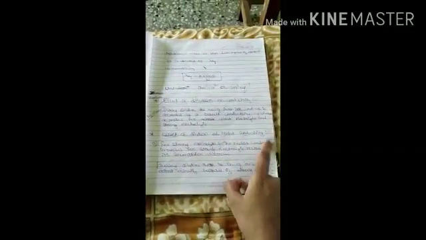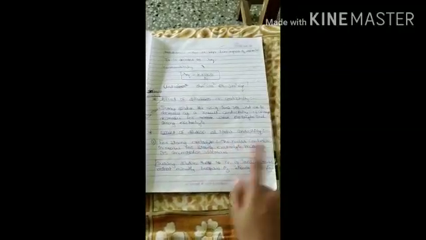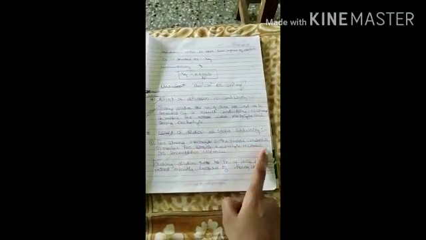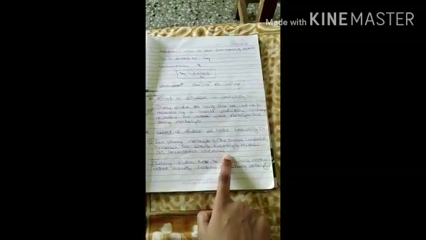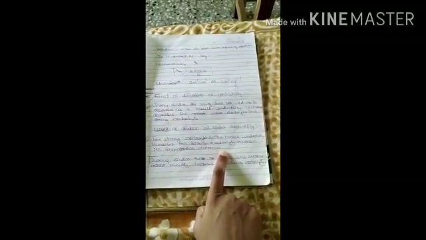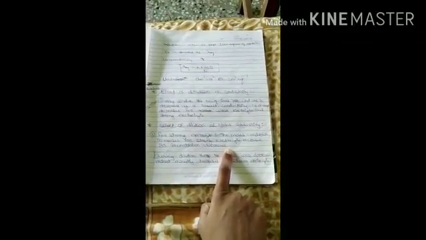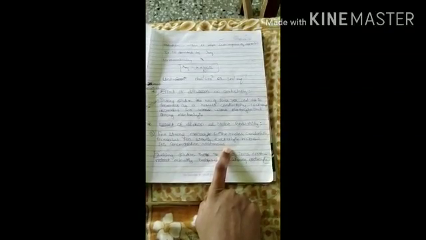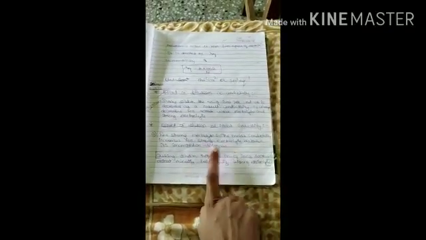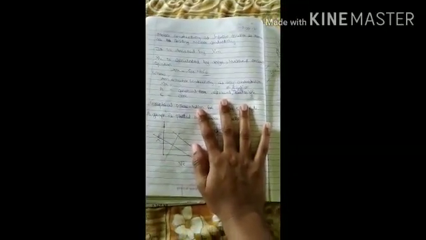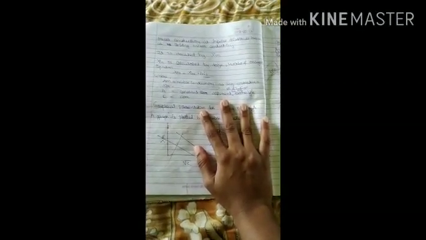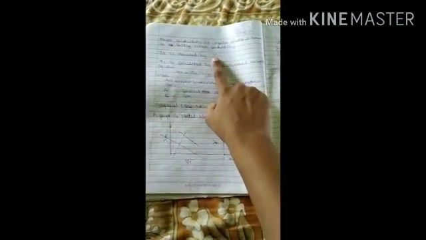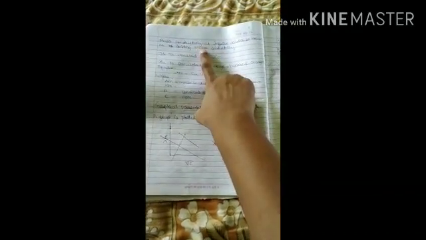Effect of dilution on molar conductivity. For strong electrolyte, the molar conductivity increases because its concentration decreases, and during dilution the number of ions decreases only minutely because it is a strong electrolyte. Molar conductivity at infinite dilution is known as limiting molar conductivity. It is denoted by lambda naught m.